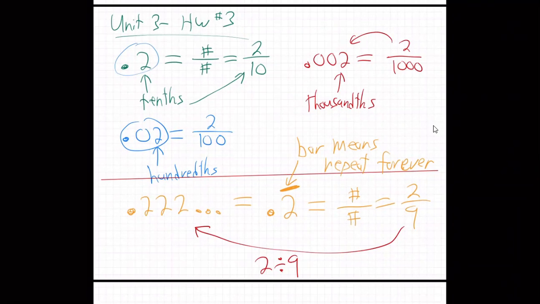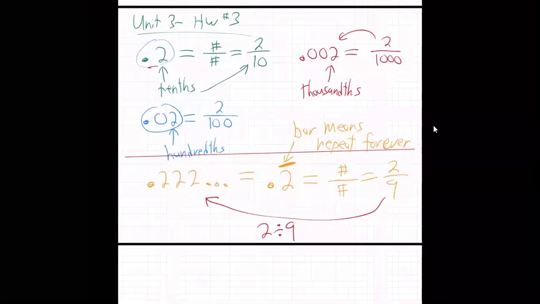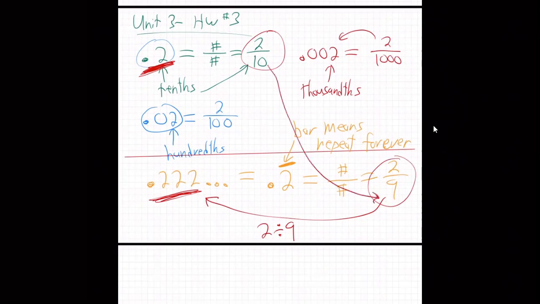So yeah, look at that. So look what we're observing now. 0.2 that stops is 2 over 10. But 0.2s that go forever is 2 over 9. Interesting. The 10 changes to 9.